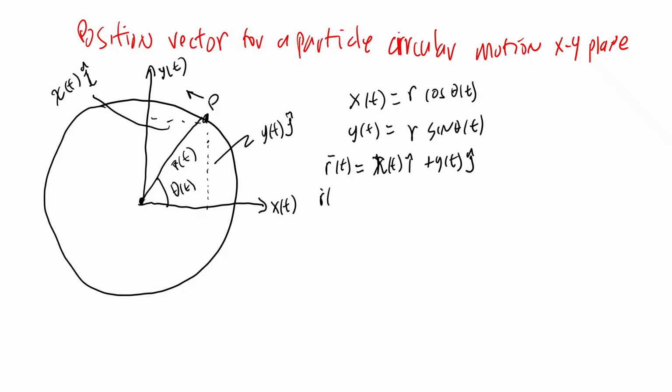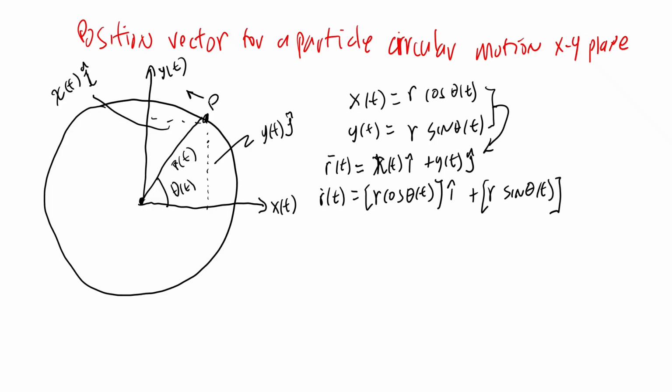Now putting these two relationships into that equation right there, we're going to get r cosine theta of t times i plus r sine theta of t, and that's going to be in the j direction. Now let's go calculate the magnitude of r of t. I'm going to go to the next page to do that.